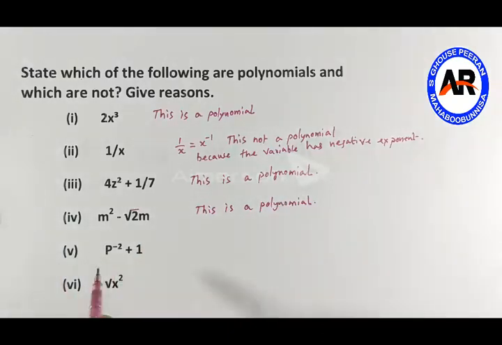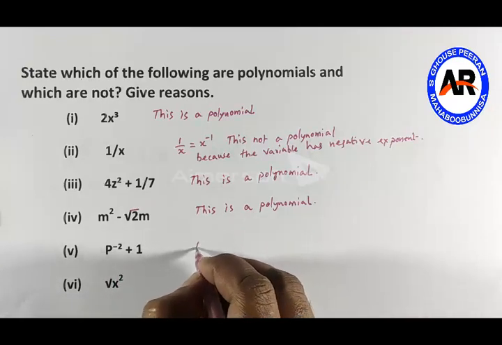Fifth one, p power minus 2 plus 1. You can easily say that this is not a polynomial because the exponent is a negative integer. Okay, this is not a polynomial.